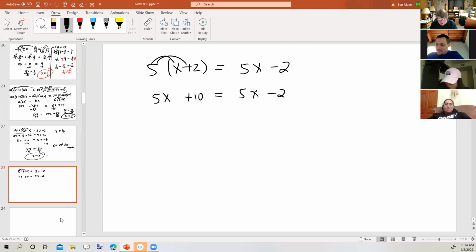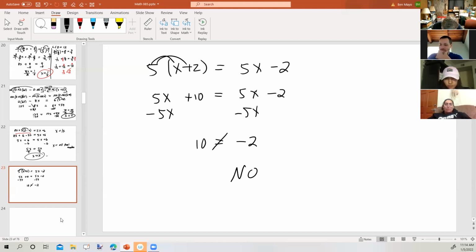Well, the last equation, the left and the right, were identical looking. Here, I don't know if you can see it, but we've got a problem. Well, of course there are problems, but let's get rid of the variable on the right. We'll subtract 5x from both sides. Oh, does 10 equal negative 2?